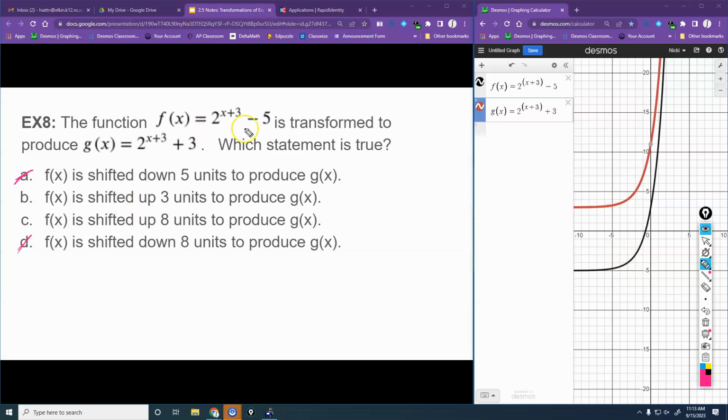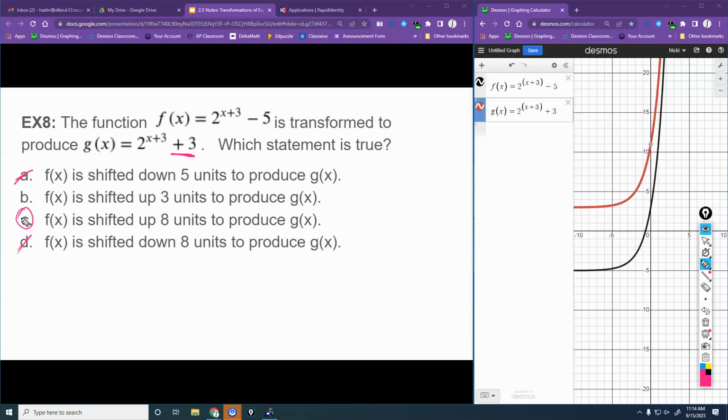And if you look just at the equations, you might want to say it goes up 3. Because that red graph, if we take the parent graph, 2 to the x, it's been moved up 3. But we didn't start with the parent graph, right? We started with this black graph right here. So that black graph, if we look how far it's been moved, up 8. So C would be your answer for that.